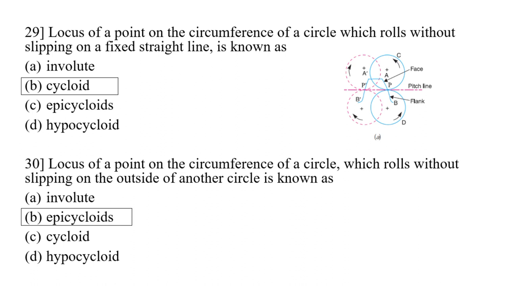Next, the locus of a point on the circumference of a circle which rolls without slipping on the outside of another circle is known as what? That means the circle has rolled outside a circle. Previously we rolled it over a straight path; here we have rolled it on a circular surface, and when we roll the circle on that outside surface, one profile is generated, and that is called an epicycloid.